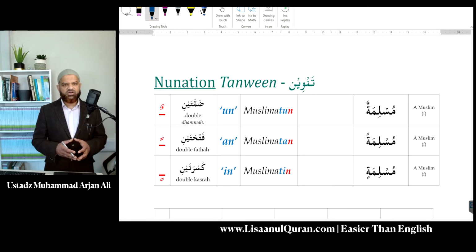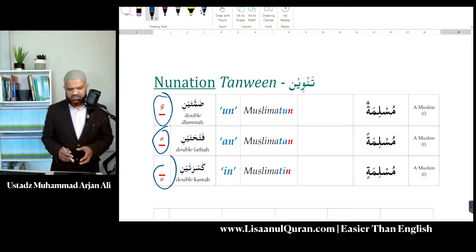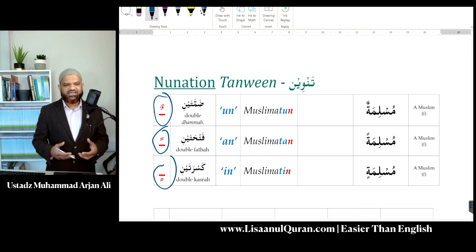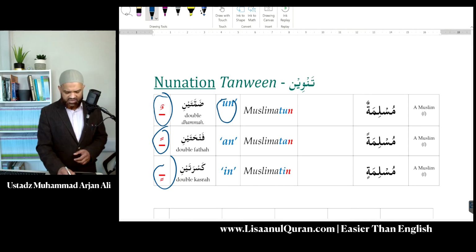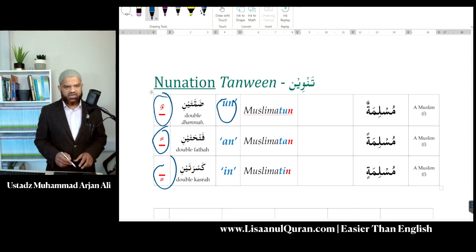So for example, we have two dhammas coming together, two fathas coming together, two kasras coming together in writing. So you'll see them with this symbol, which I'm sure you're already familiar with. Now, what it does in reading, it produces an N sound at the end. So for example, muslimatun. So you can see the un sound being applied, and I've written it down in transliteration here to make it easy for you to recognize it.